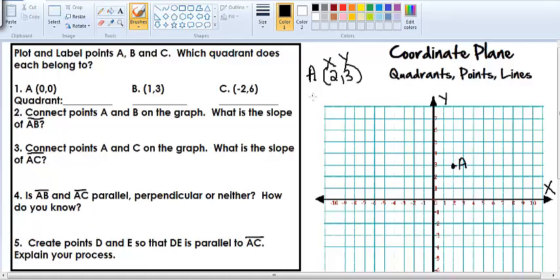Let's do point B, and let's call that negative 3, negative 2. So start from the origin, count 1, 2, 3 to the left, and then go down 1, 2. So this would be point B. Okay, so those are your quick overviews of how to plot points.